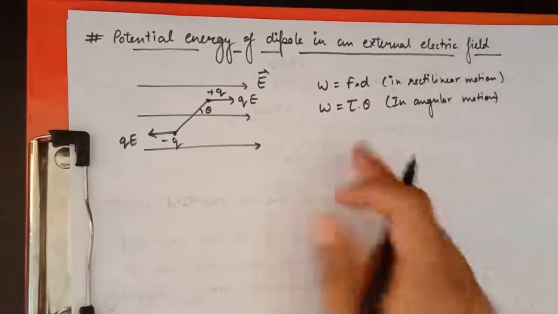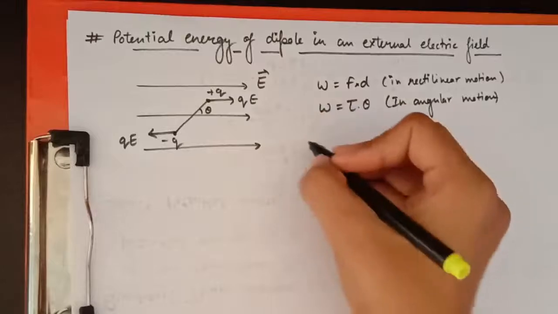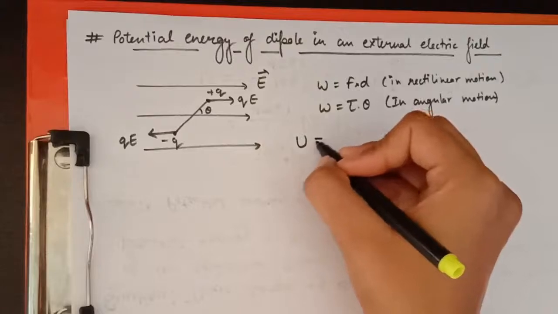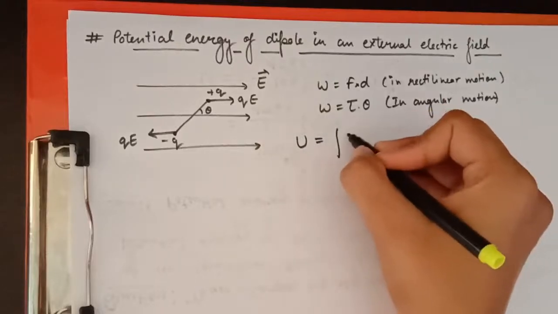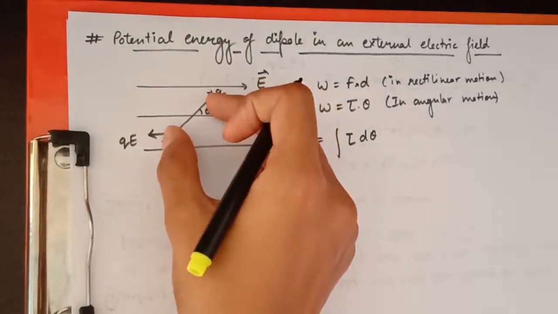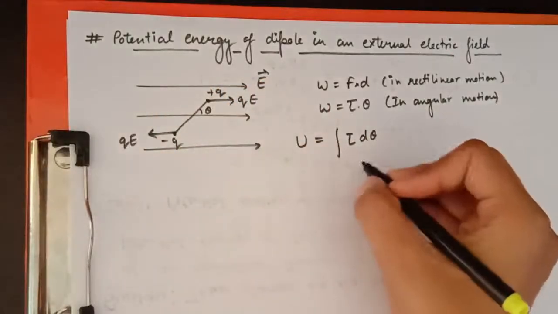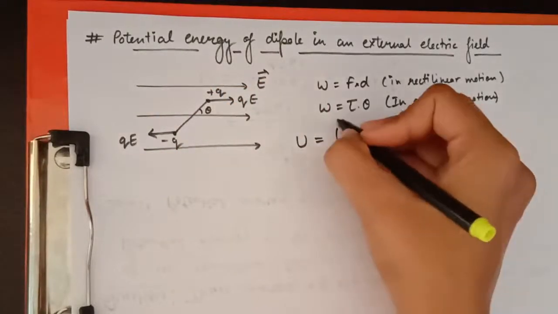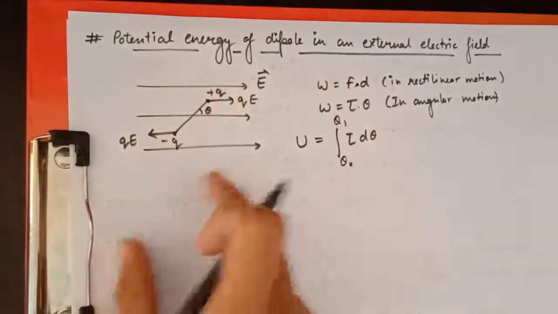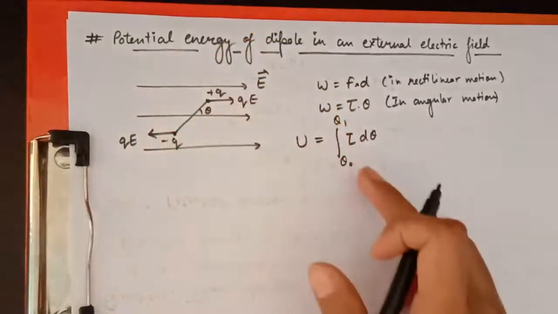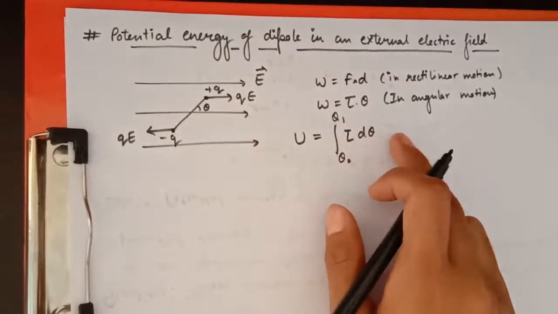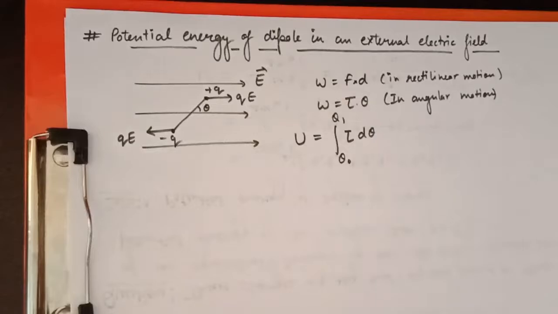So the total work done will be stored as potential energy, and we denote the potential energy term by U. So U will be equal to integral of tau d theta. Suppose d theta is the smallest displacement, then the whole work done, let us put a limit from theta naught to theta 1. Work done to place the dipole from a position of theta naught to theta 1 will be equal to U is equal to the integration of tau d theta, from theta naught to theta 1.